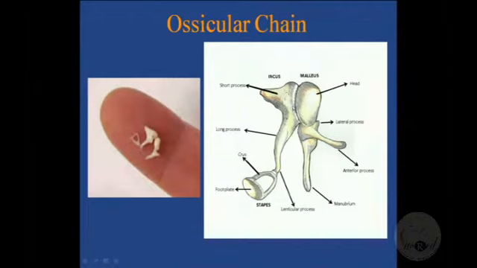So you have this short process which balances the head, and then you have a long process which goes down and takes a 90-degree bend, which I showed you. And then it articulates with the stapes. The stapes has a footplate and two crura, and you have a central opening. Does anyone know what that opening is called? What do you call that central opening?